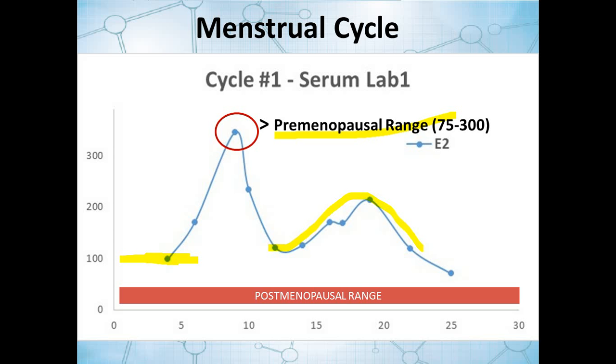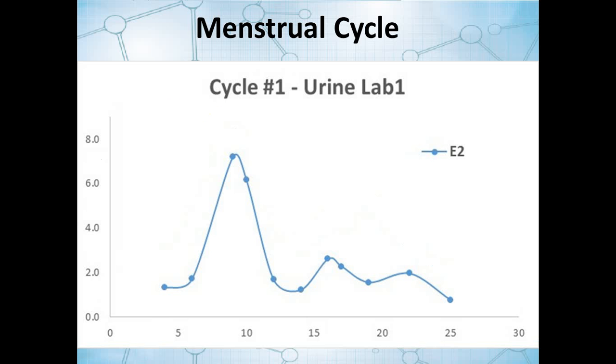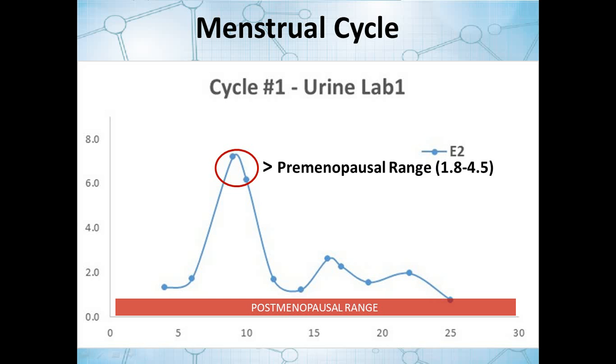The postmenopausal range is way down here, meaning because she's premenopausal, all this action happens above that postmenopausal range, and she even gets outside the premenopausal range. When you look at the same day urine collections, you get the same thing. You get this big ovulatory peak that's outside the premenopausal range, and the postmenopausal range is lower than all of this action happening within that menstrual cycle in a premenopausal woman. This makes sense. The urine and the serum tell a very similar story.